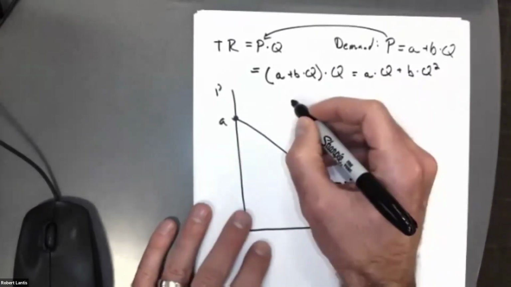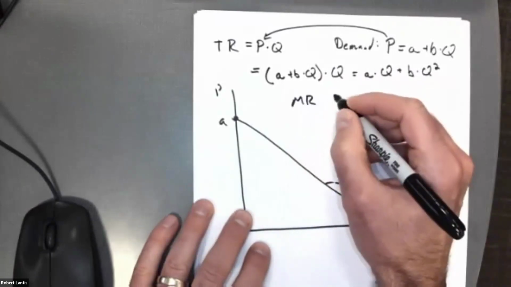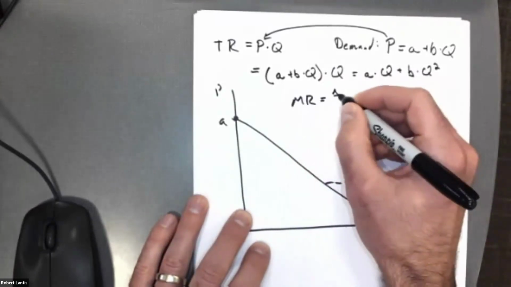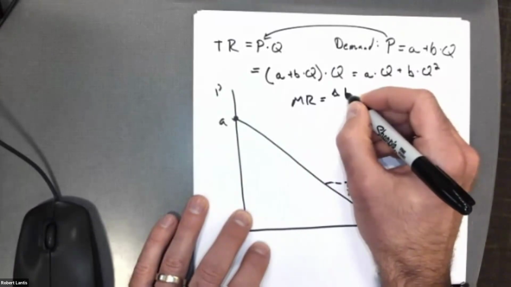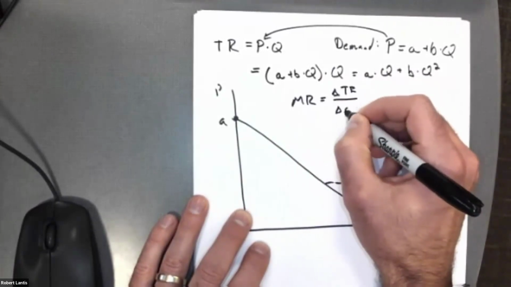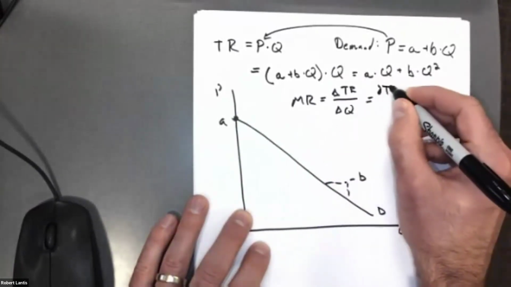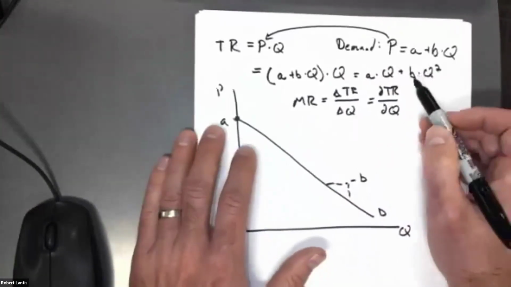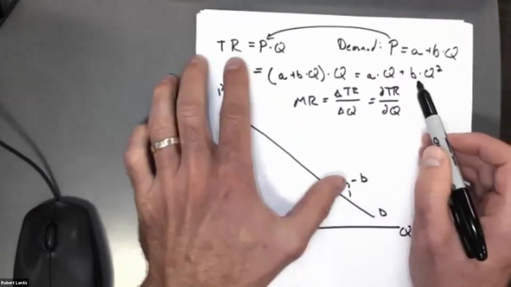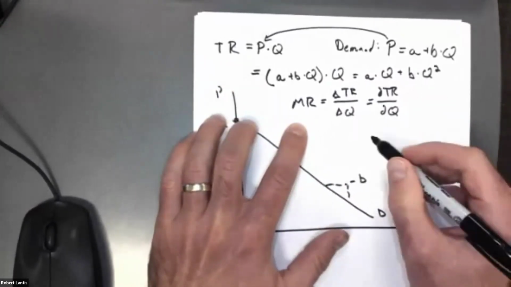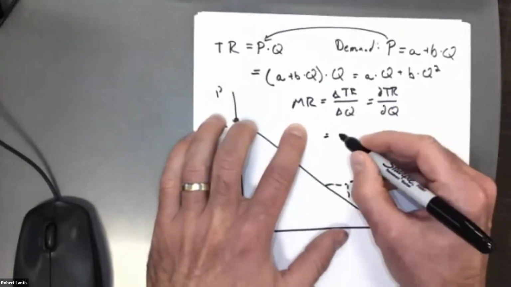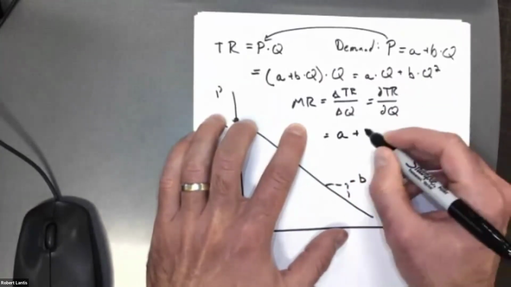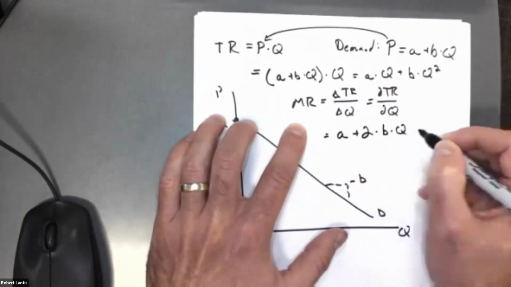Well, if I want to find my marginal revenue, marginal anything, we usually write this using these triangles. So like the change in total revenue coming from a change in quantity, that's the same thing as taking the derivative, right? So if I take a derivative of this function for total revenue with respect to quantity, what am I left with? A plus 2 times B times Q.